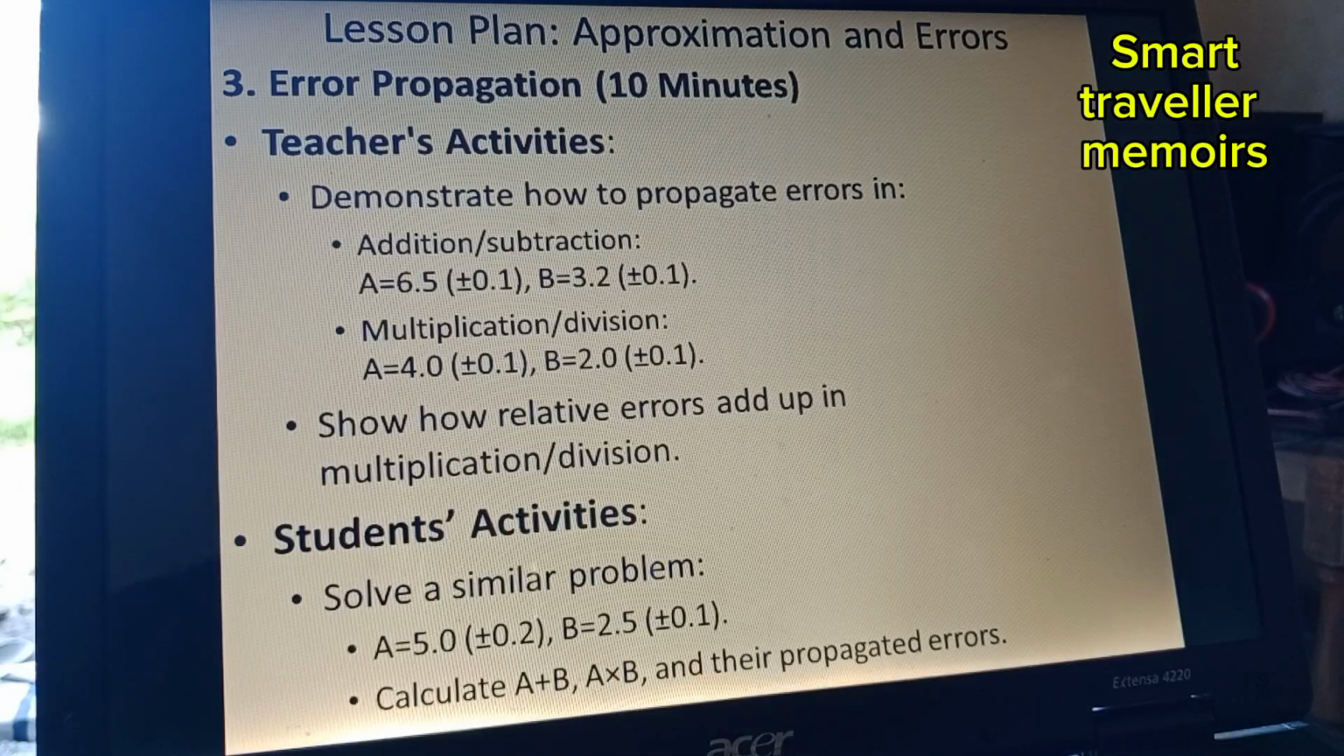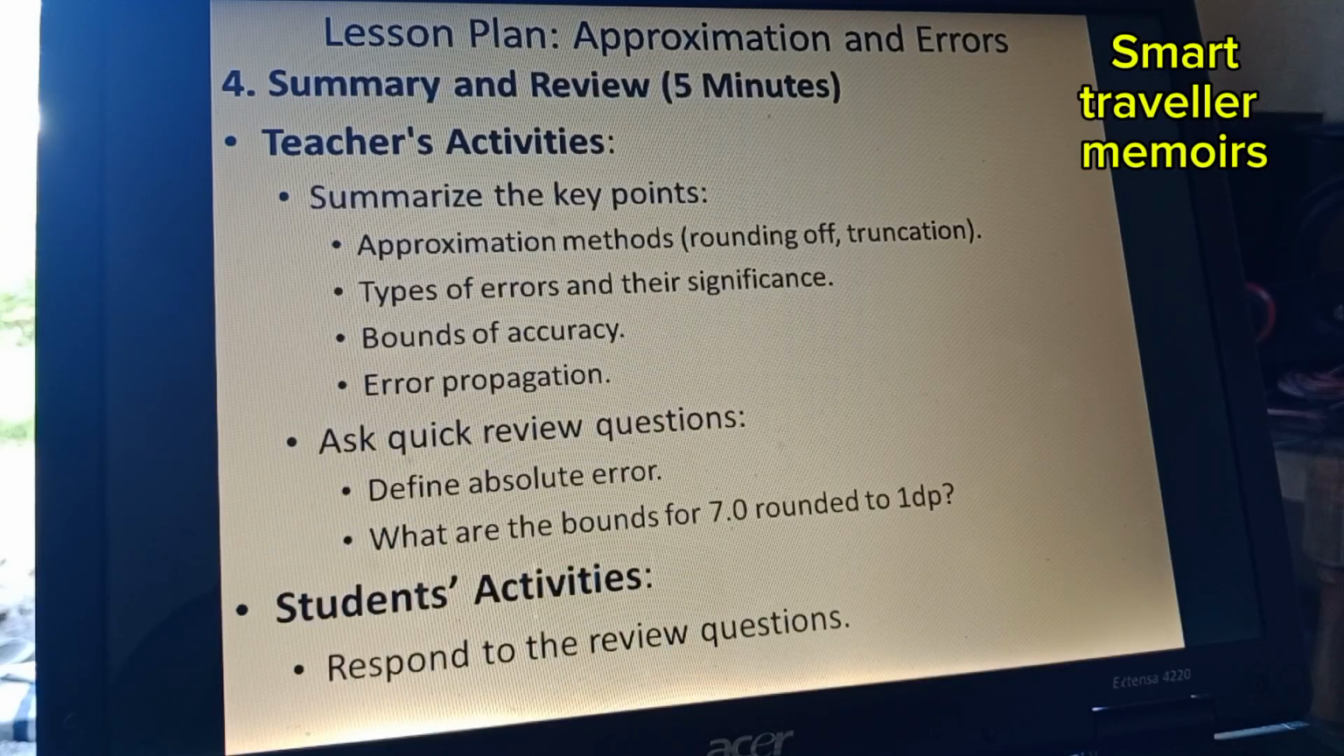Students' activities. Solve a similar problem. A equals 5.0 plus or minus 0.2, B equals 2.5 plus or minus 0.1. Calculate A plus B, A times B, and their propagated errors. Remember, guys, we'll go to the notes, and after that, you'll be the best student in approximation and errors.